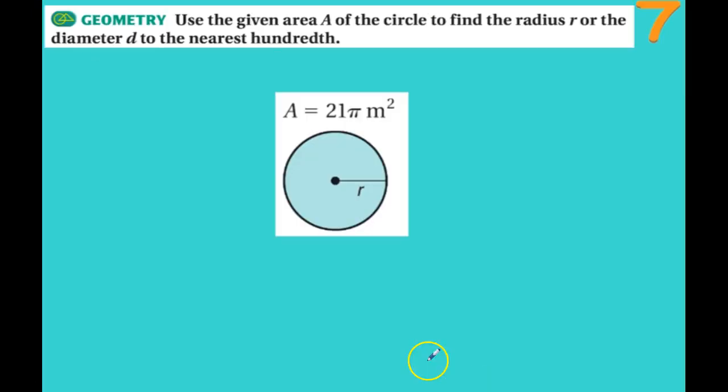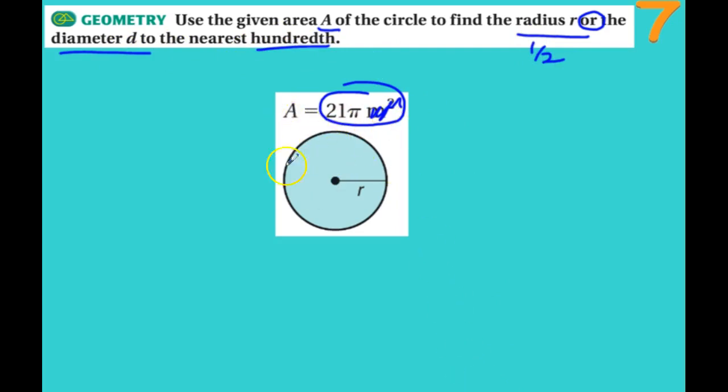All right, last question. Still using squares to solve this problem. It says use the given area A. So our area is this whole piece right here. M squared is meters squared. That's our units. We don't really need that. So our area is just 21 pi. Use the area of the circle to find the radius or the diameter. So if we find one, it'll be really easy to find the other because the radius is only half of the diameter, and round to the nearest hundredth.